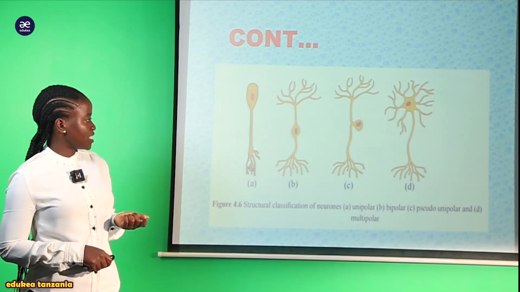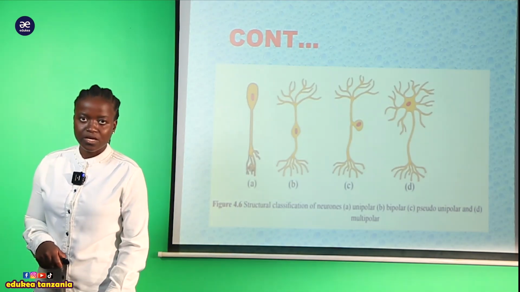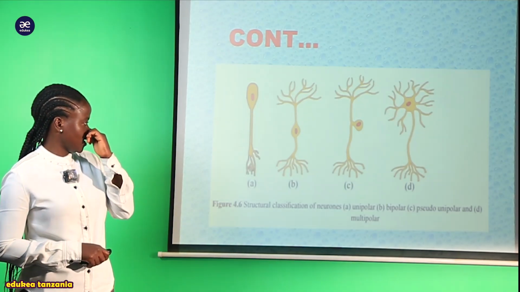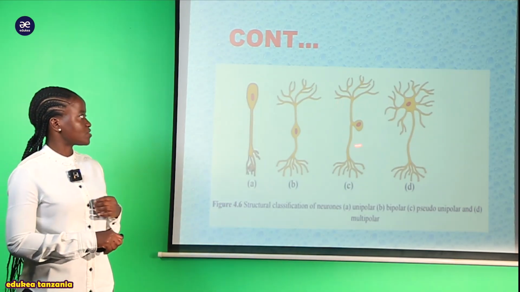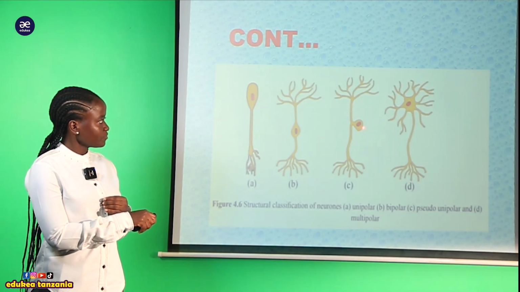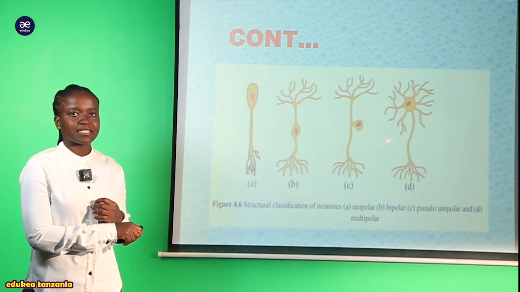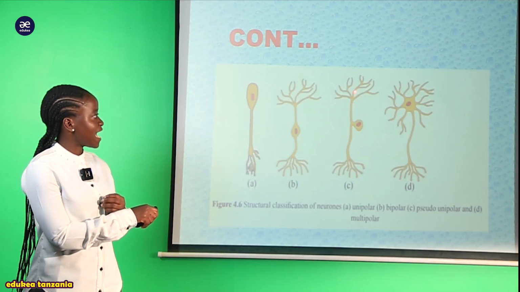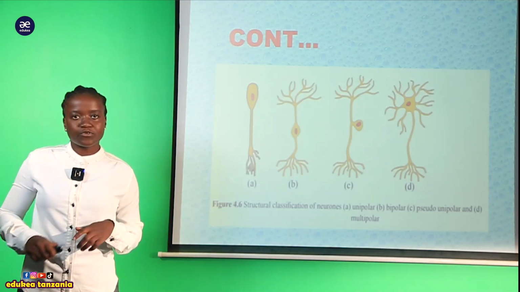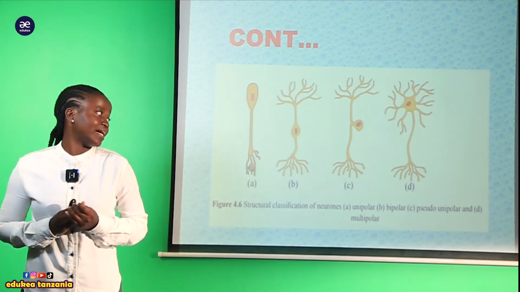But apart from that, we have pseudo-unipolar neurons. The word pseudo means false. So here we can say the pseudo-unipolar neurons, as you can see here, have the soma located at the middle part, but they also have only one dendron. That's why we call it pseudo-unipolar.